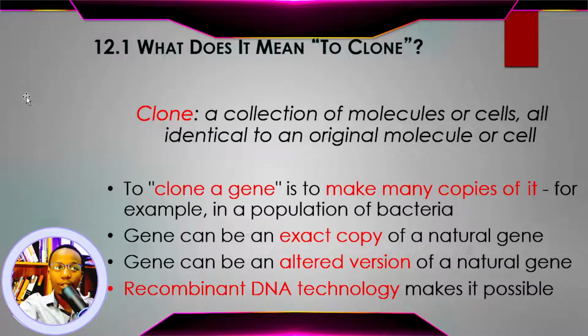So, a clone really refers to a collection of molecules or cells all identical to the original molecule or cell. Now, the clones usually happen naturally through cell division, but we found a way to use that natural machinery to do this in the lab. So you can clone any gene you want and you can make the exact copy of that gene. You can also make an altered version of it to study a certain mutation. So we call it recombinant DNA technology.